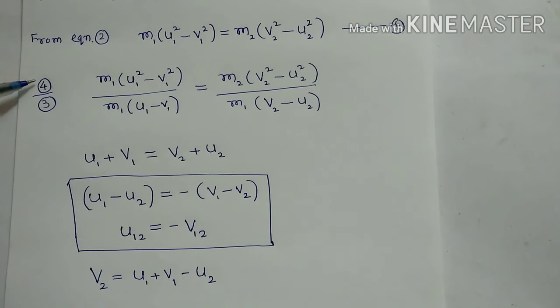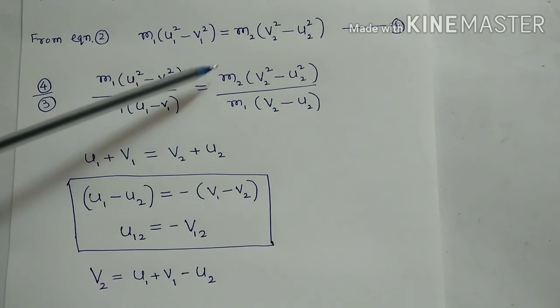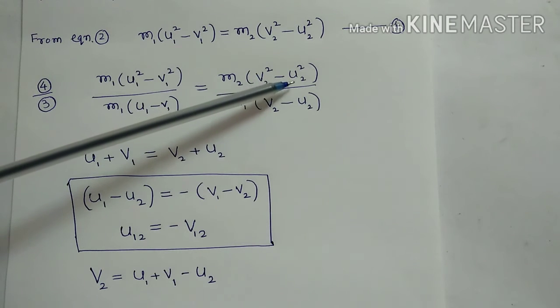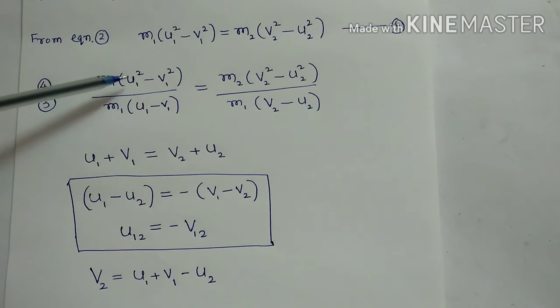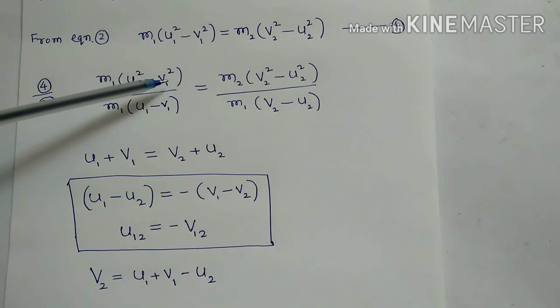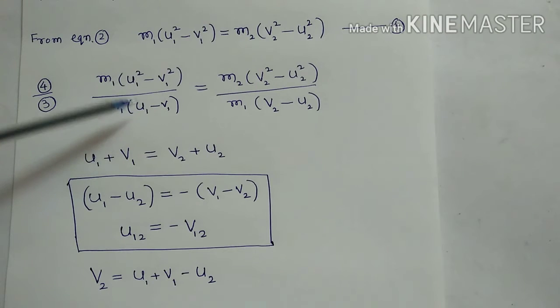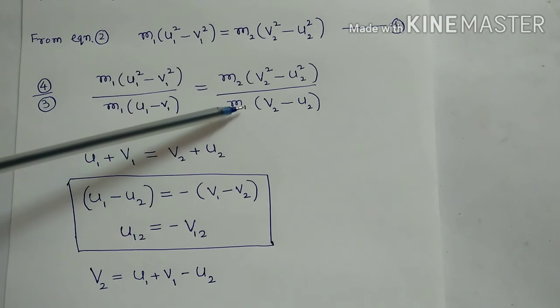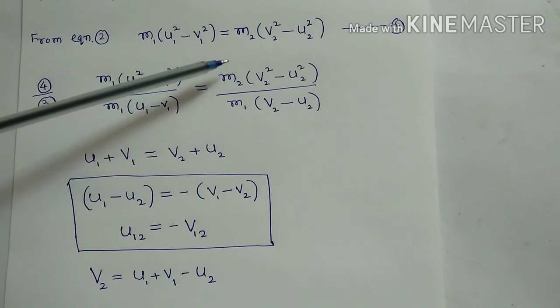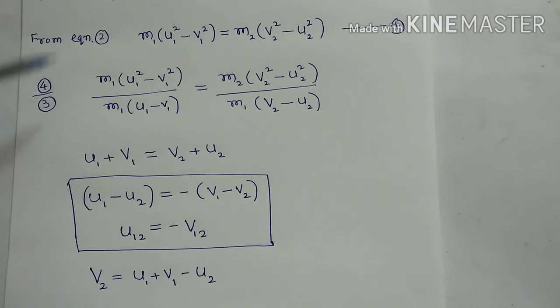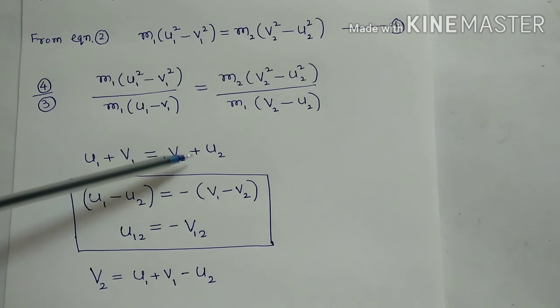Here, divide equation 4 by equation 3. So, it looks like this: M1 into (U1 square minus V1 square) divided by M1 into (U1 minus V1) equal to M2 into (V2 square minus U2 square) divided by M2 into (V2 minus U2). This is like the A square minus B square formula, (A plus B) into (A minus B). So, (U1 plus V1) into (U1 minus V1). M1, M1 cancels. This is M2, I wrote it wrong. So, M2, M2 cancels. Now, what is left? U1 plus V1 equal to V2 plus U2.